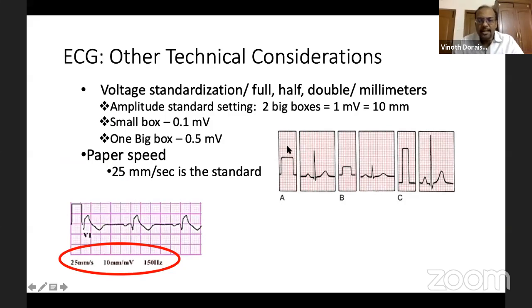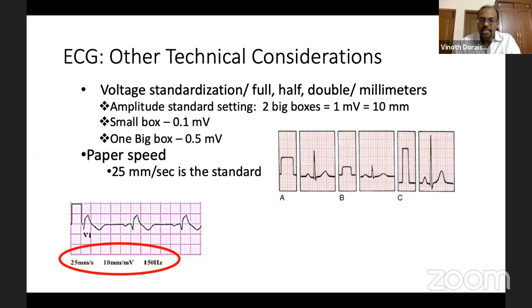So the normal standardization is 10 millimeters equal to 1 millivolt. You will see a line over here, on the side, so this will be 10 millimeters, which means 10 millimeters is equal to 1 millivolt. But sometimes you will see only 5 millimeters, which means 5 millimeters is equal to 1 millivolt.